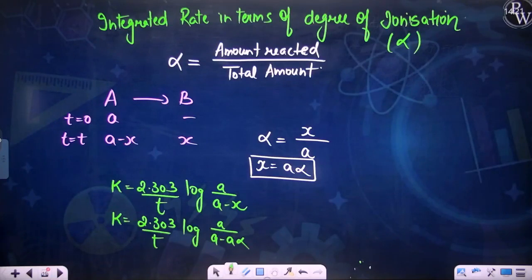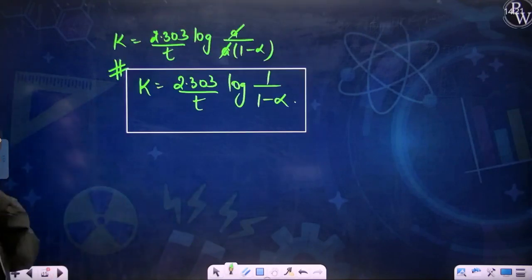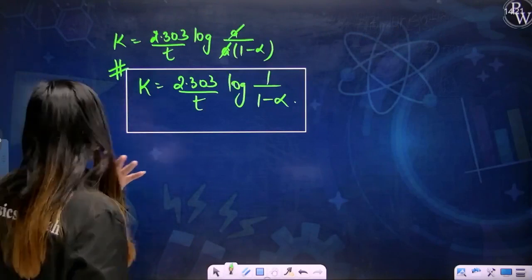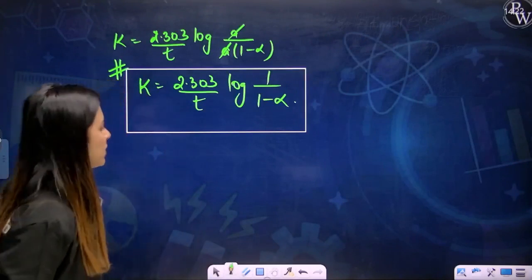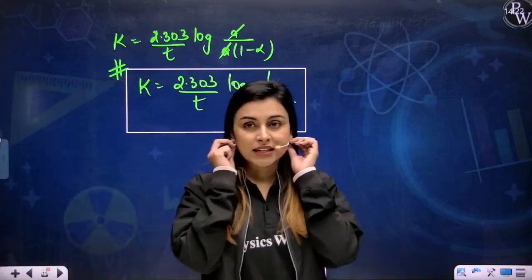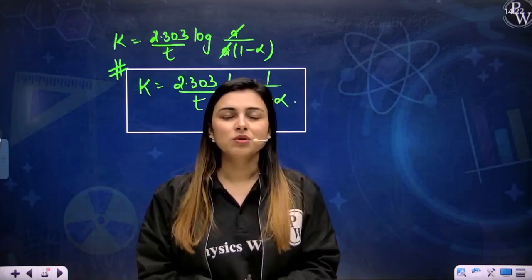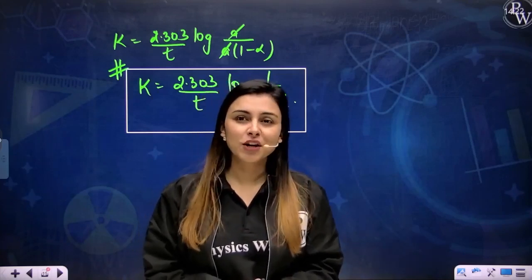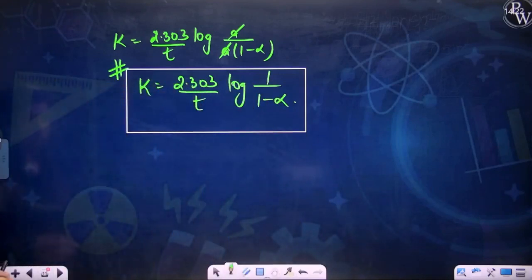So the value of X came out to be A alpha. So this was the expression we derived. We put the value of X in this and we finally come to our important expression, which is 2.303 upon T log 1 upon 1 minus alpha. Yes, perfect, my dear students. So this was all about the integrated rate law for the first order. I hope you're clear with this. Let's move forward.